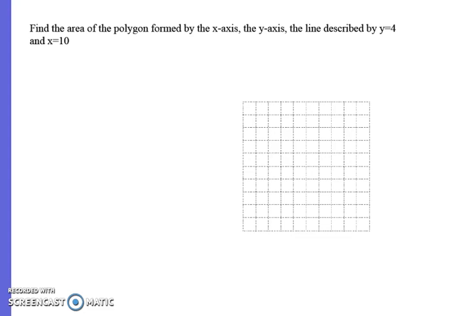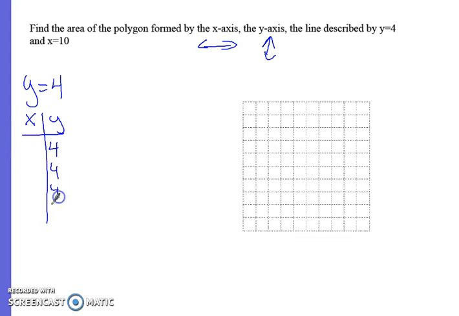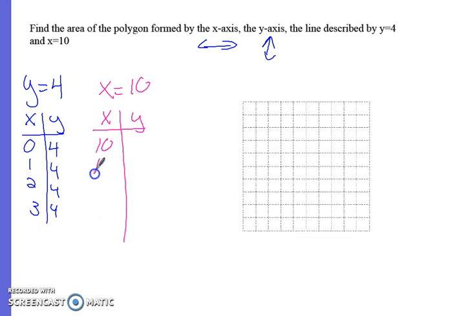Find the area of the polygon formed by the x-axis, the y-axis, the line described by y equals 4 and x equals 10. If I have y equals 4, let's go ahead and make a little table for that. Y equals 4. I can only put 4s in there. Let's try 0, 1, 2, and 3, and then we're going to graph them. And x equals 10. Let's again make a little table. Let's try 0, 1, 2, 3. And let's see what happens.